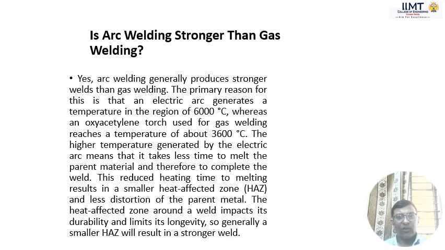Is arc welding stronger than gas welding? Yes. Arc welding generally produces a stronger weld than gas welding. The primary reason is that in an electric arc, the temperature is very high, approximately 6,000 degrees centigrade, whereas in oxyacetylene welding, it is approximately 3,600 degrees centigrade. The higher temperatures generated by the electric arc mean that it takes less time to melt the parent material and therefore to complete the weld. Due to this, the HAZ, meaning heat affected zone, is reduced.